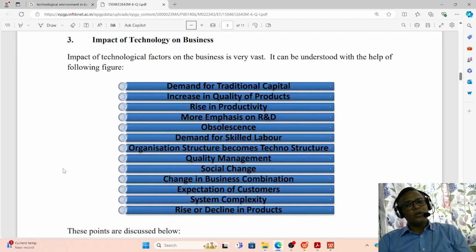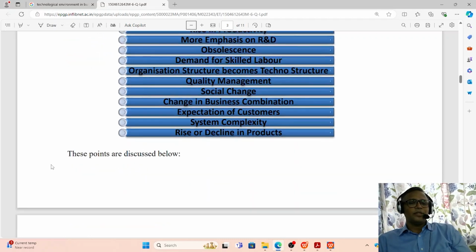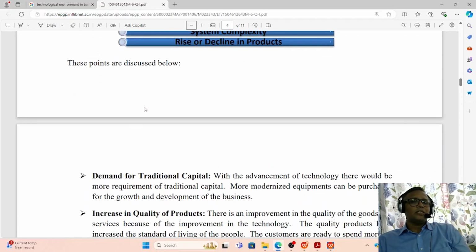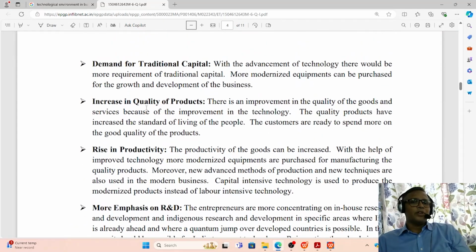Further, it focuses on social or societal behavioral change. There is also change in business combinations. Further are the expectations of the customers, the system complexity, and the rise and decline in products, which are important here. So when we discuss each point carefully, the first is the demand for traditional capital.